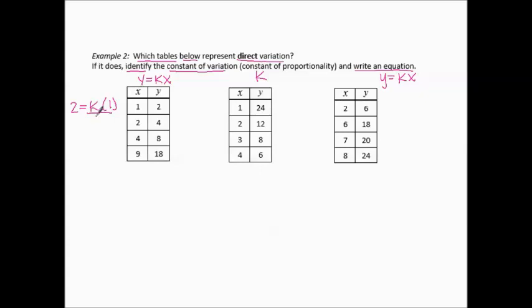I want to solve for k, so I divide both sides by 1. K equals 2. So for this one here, k is equal to 2. My next one, I have 2 and 4. Again, I follow the pattern y equals, so here's my y coordinate. 4 is equal to k times 2. Divide both sides by 2. K is equal to 2.